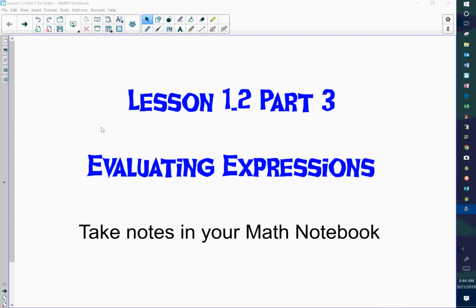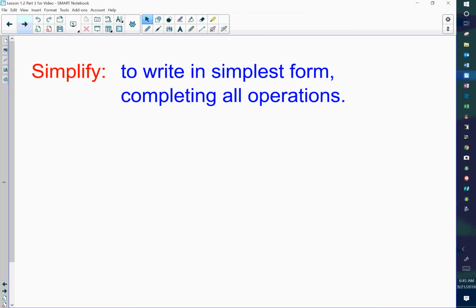Okay, today we're going to look at lesson 1.2, part 3. This is the last part of 1.2 that we're going to look at. Go ahead and open up your composition notebook. Again, if you don't have a notebook yet, do this on a piece of paper, and we'll get you set up later.